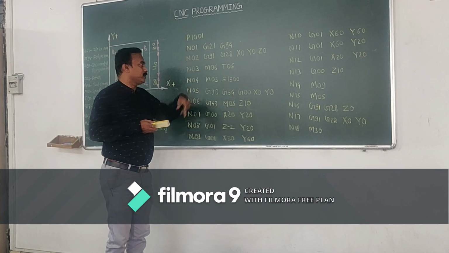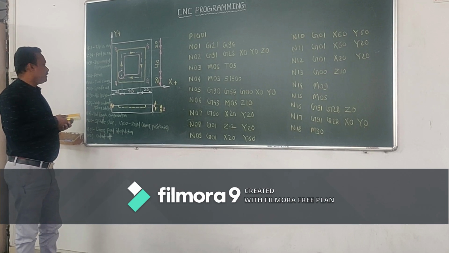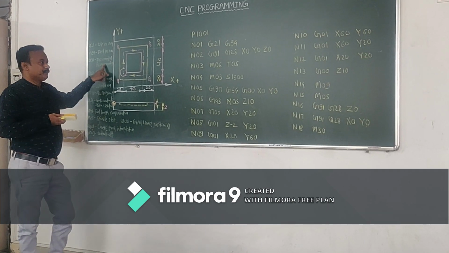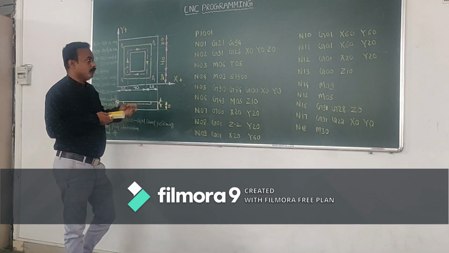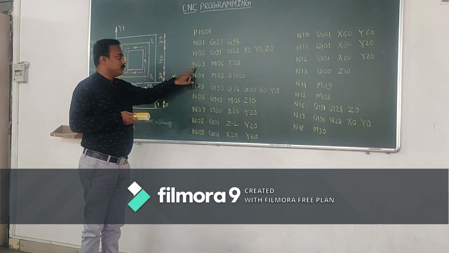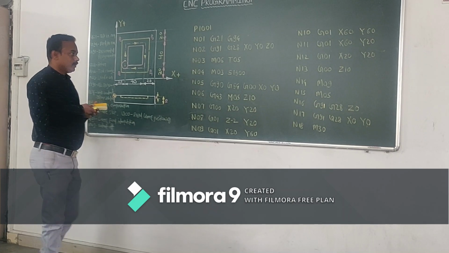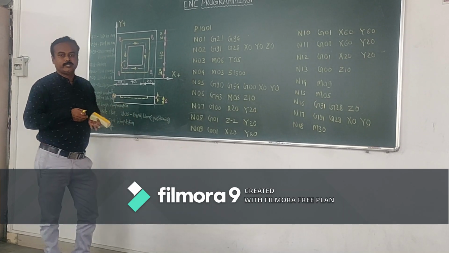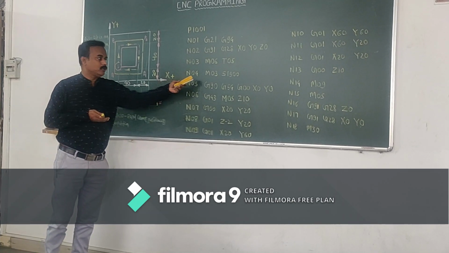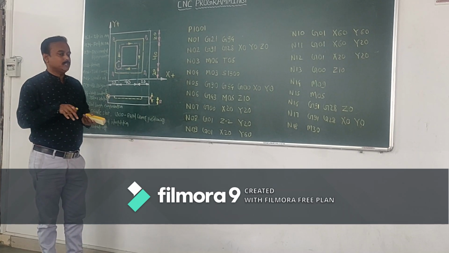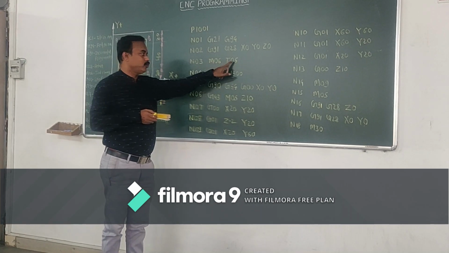Next, the second step is G91, G28, X0, Y0, Z0. That is G91 incremental programming, and G28 return to original position. This is your second step. Next, third, that is the tool and M06, that is the tool change. Here a number of tools are available in the CNC machine. At the time of practical, I will tell all the students that M06 changes the tool. I have selected tool number 5, that is T05.